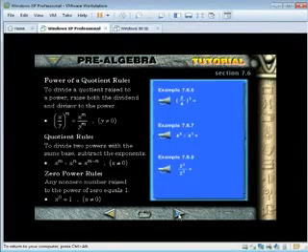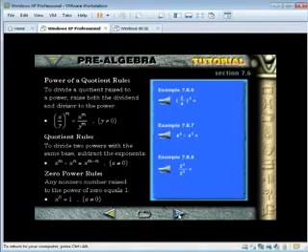Power of a quotient rule. To divide a quotient raised to a power, raise both the dividend and divisor to the power. (x/y)^m equals x^m divided by y^m, where y is not equal to 0.